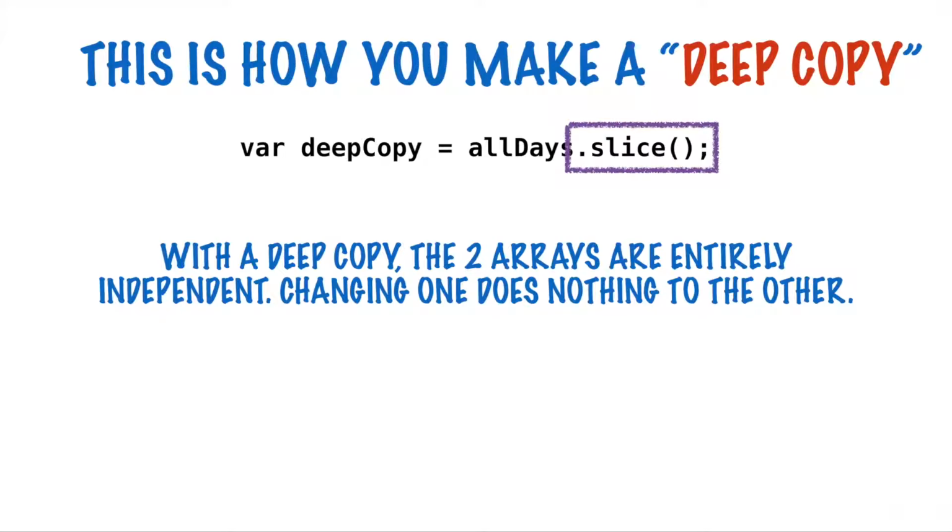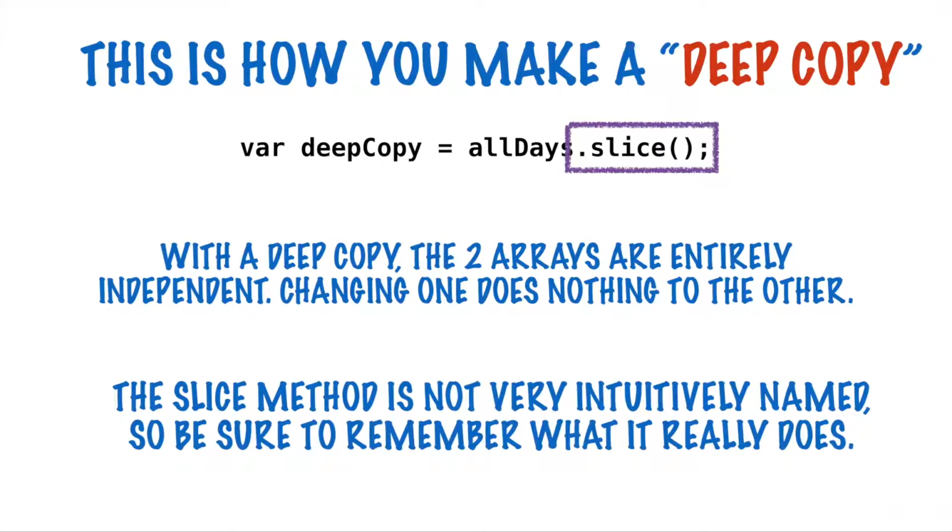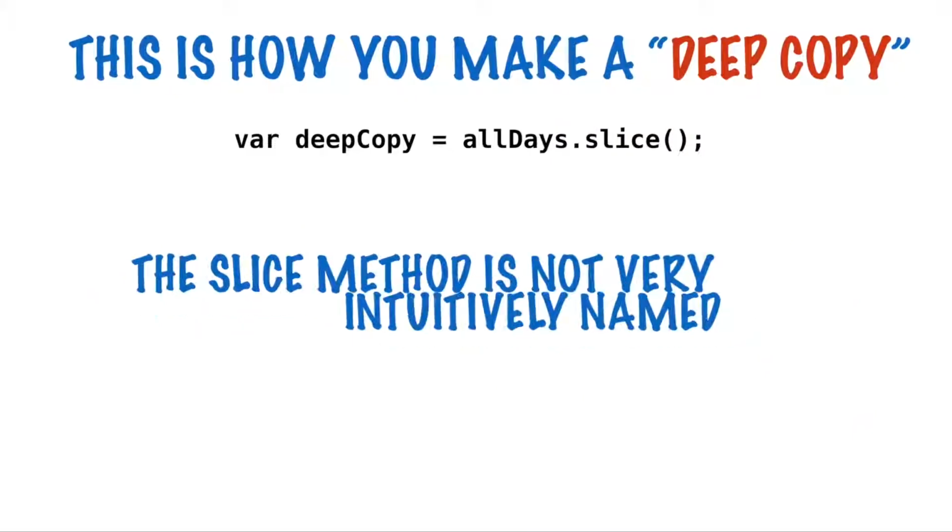Pay close attention to the method called slice. It's kind of a strange word. The slice method is not very intuitively named. It is strange, but remember that what it does is create a deep copy of an array, basically recreate an array from the original elements of the all days array and create an entirely new independent copy.